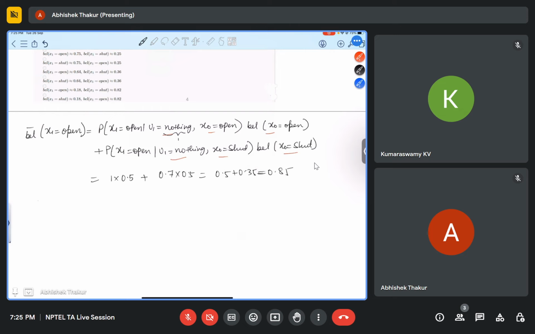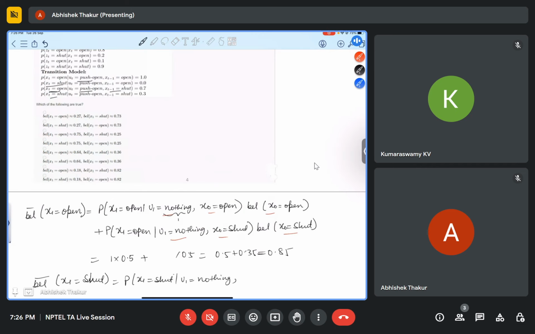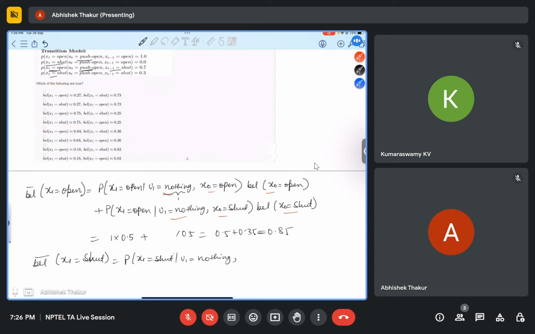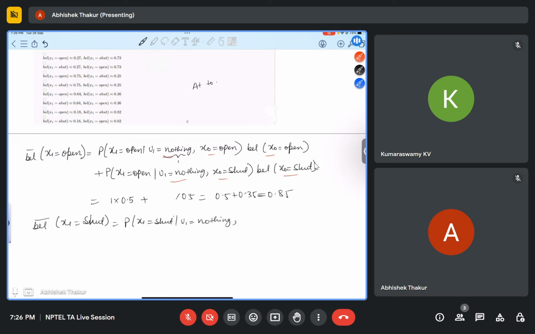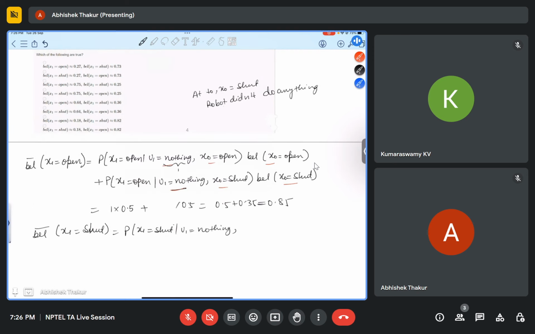Now again, belief bar of x1 is equal to shut is given as P of x1 is equal to shut given that u1 is equal to nothing. This term will be 0, because let's take an example: at t naught when x naught is equal to shut, the door was closed and now the robot did not do anything. It did not push the door, u1 is nothing. So it did not do anything, then obviously at x1 it will be shut. It is given x1 is open, so this will be 0. So this term will be 0.5.